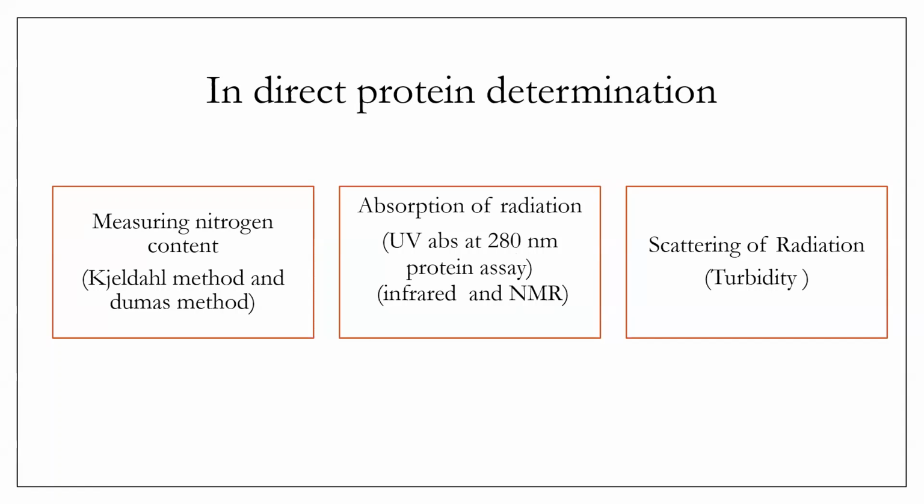If you have worked with chromatographic techniques, you will know that UV absorption at 280 nanometer is used because the more purified the sample, the more accurate it will be. Next, sometimes protein assays. I know many of you have worked with protein assays. Can you name some of the protein assays?